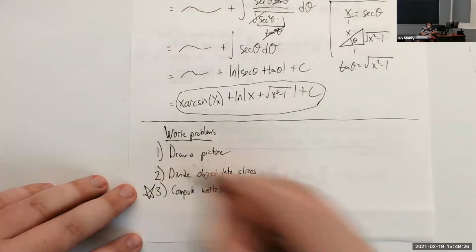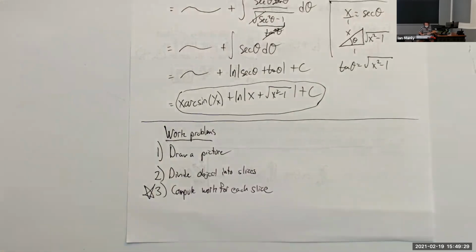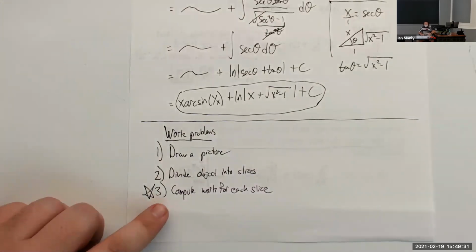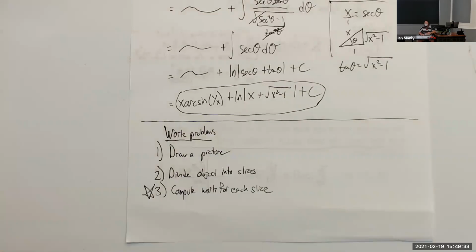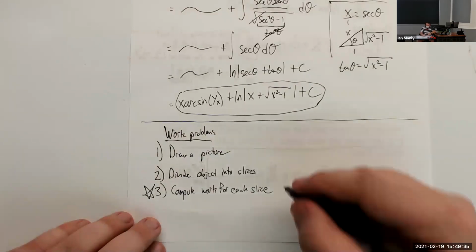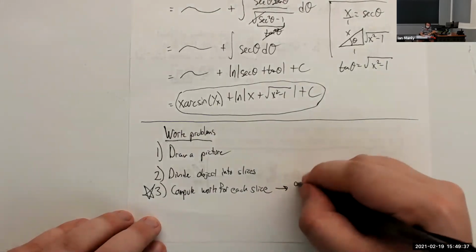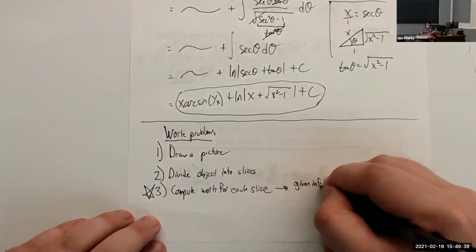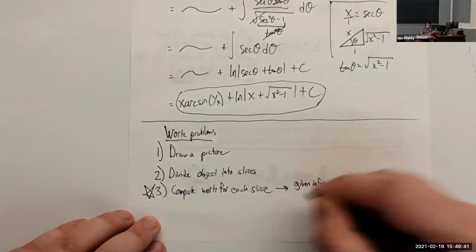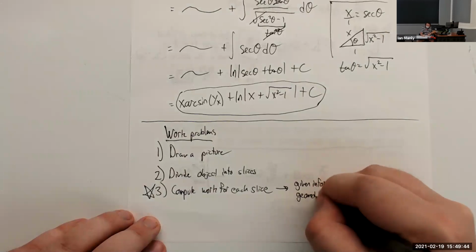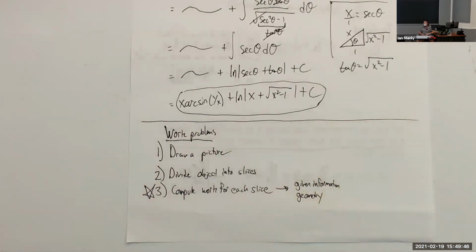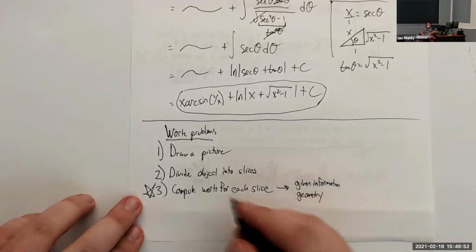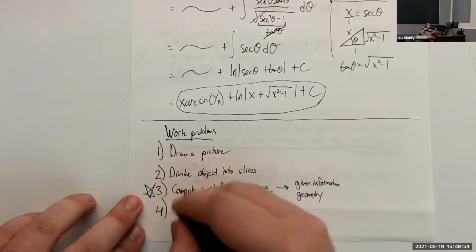And this ends up being probably the hard part here. I can't elaborate too much more than this because this is where the specific nature of the problem comes in. But a lot of the time you're going to use given information to do this in some way, or maybe you're going to use geometry. For example, you might know the volume of a very thin cylinder is pi r squared h, or something like that. So we compute the work for each slice.